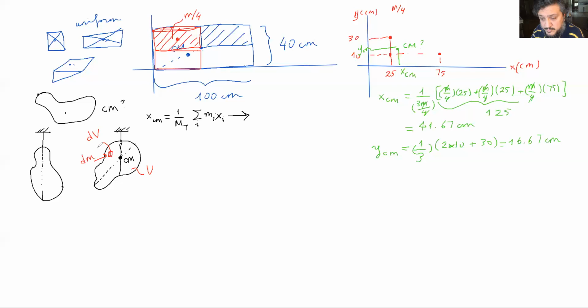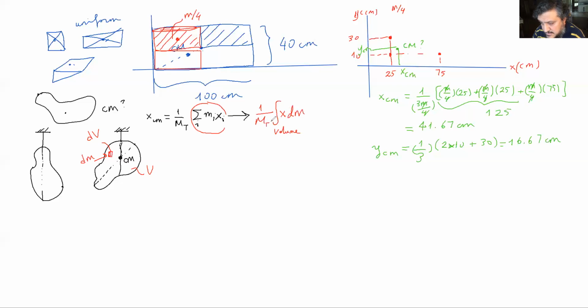All right. So that's what infinitesimal means. Really small portion of the total mass. So that dm, if I multiply it by x and integrate over the whole volume, it's just like this here. All I need to do is to divide it by the total mass, and I'm done.